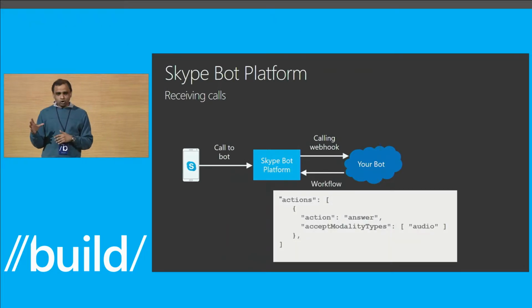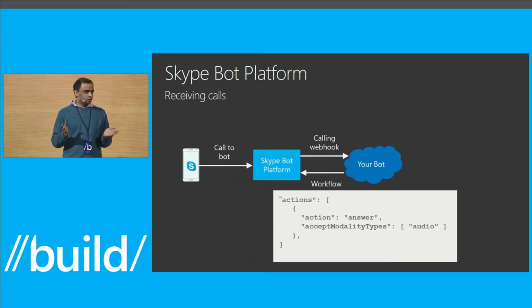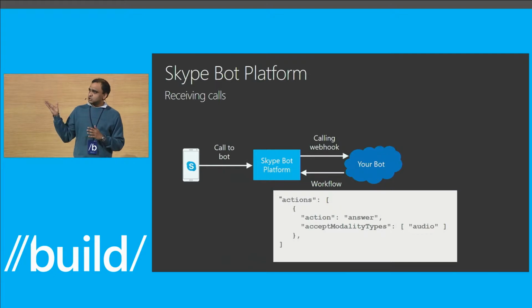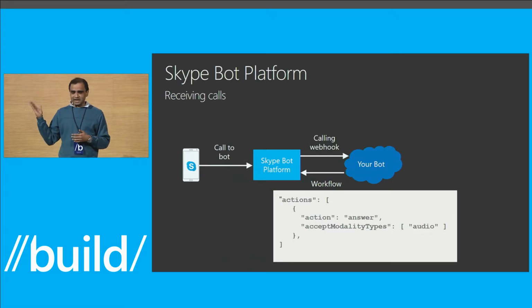To better understand what this workflow means, let's put it in the context of a concrete example. Let's say your bot is a very simple hello world bot, as in if you as a user call your bot, it just answers the call, plays a simple message, let's say hello world in this case, and then hangs up your call. In this case, your bot would return an action, which is answer, which is an indication to the Skype bot platform that the bot wants to answer the call. An alternate action, if your bot just wants to hang up the call, is a hang up action, in which case the call would just be hung up.